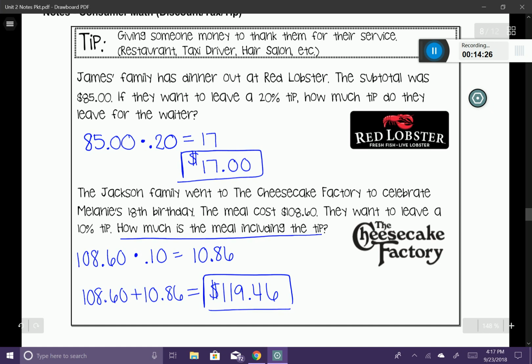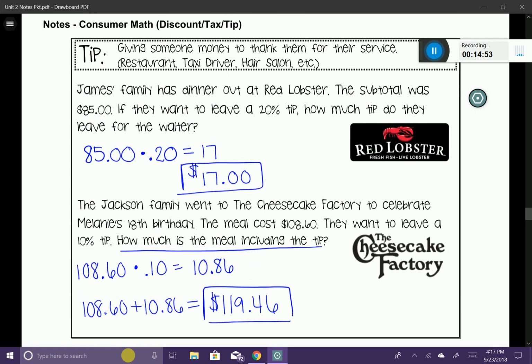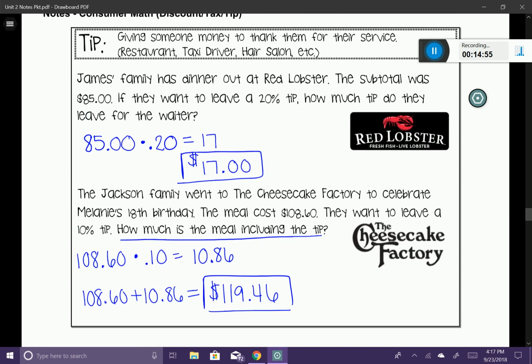So you'll notice that the higher the cost of the meal, the more tip you're going to leave. If you go to a restaurant, perhaps like Applebee's versus the Cheesecake Factory, you might not be leaving as much of a tip unless you're feeling very generous, just because your meal will not be as expensive. And the more expensive the meal, the more tip you'll leave for your waiter or waitress. All right, that brings us to an end of our lesson on consumer math.